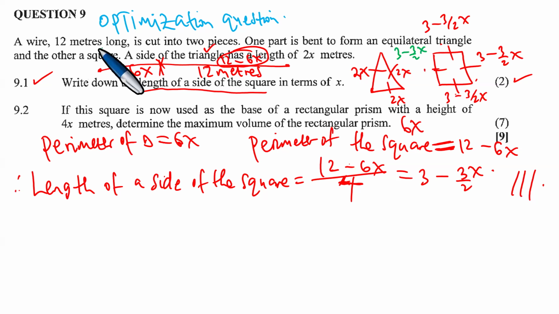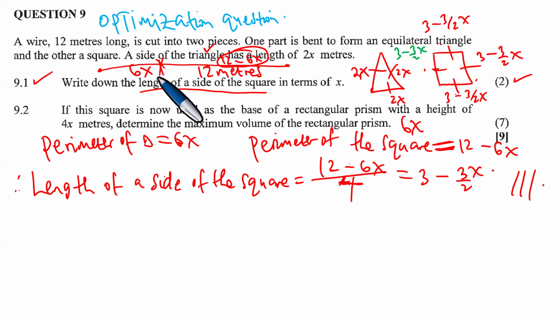A wire 12 meters long is cut into 2 pieces. So we take a wire whose length is 12 meters and we cut it in the middle or just somewhere into 2 pieces. One part is bent to form an equilateral triangle, and we take the other part and form a square. So this other one now has 4 vertices, like this.